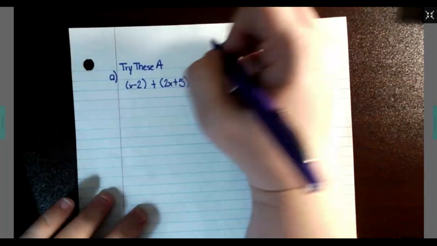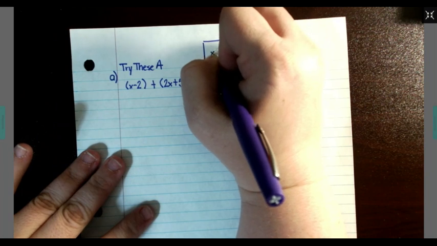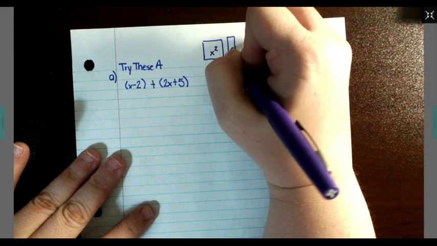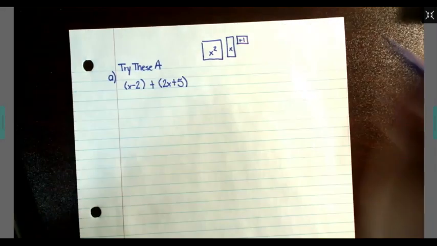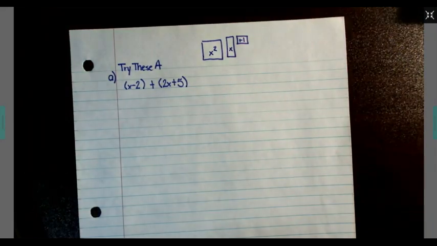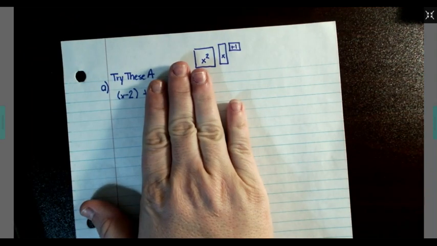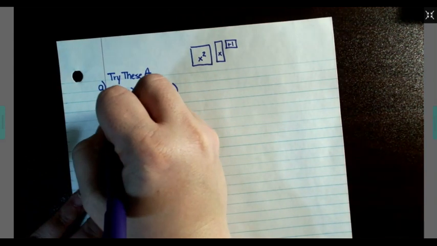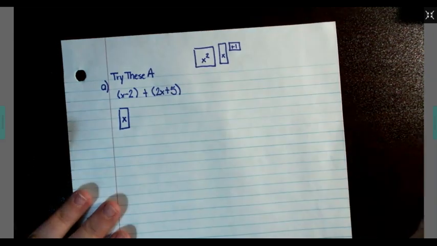Now, remember we had three different types of algebra tiles. We had the big square, which was the x squared. We had the rectangle, which represented x only. And we had the small square, which represented plus 1. Okay? Well, do I have any x squared in this first expression? There's no x squared, right? But I do have an x term. So I'm going to have one of these rectangles, and it's going to say x, right?